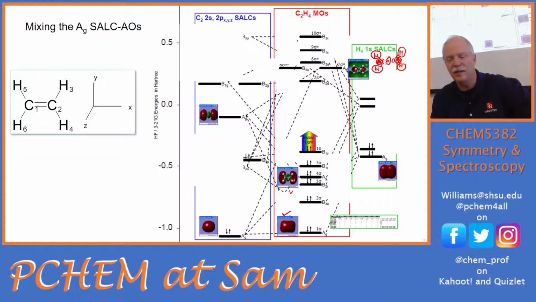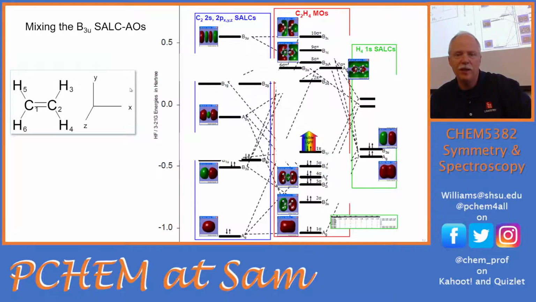Okay. And I see several nodes. I see some vertical nodes here. I see some horizontal nodes there. So I could count up 1, 2, 3, 4, like 4 nodes in there. Okay, so those are the AG orbitals.